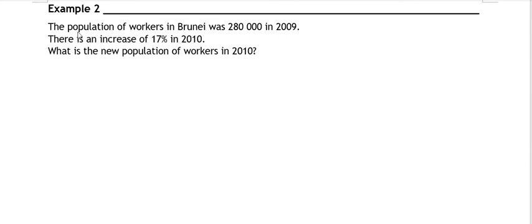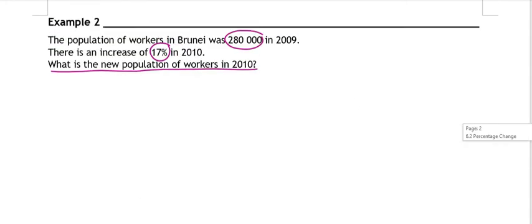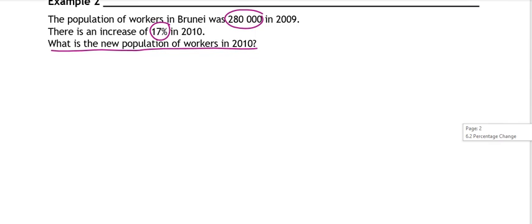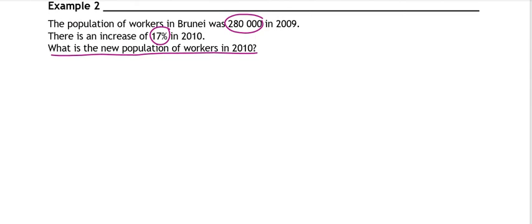Example number 2: the population of workers in Brunei was 280,000 in 2009. There is an increase of 17% in 2010. So what is the new population of workers in 2010? Here, there are two methods on how to do this. Let's do the first one first. I'll just divide this into two lines because I want to show you method number one.